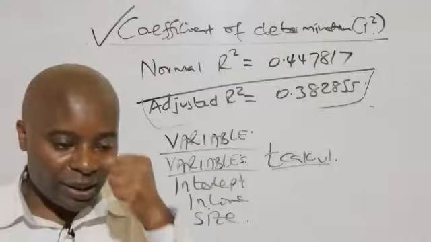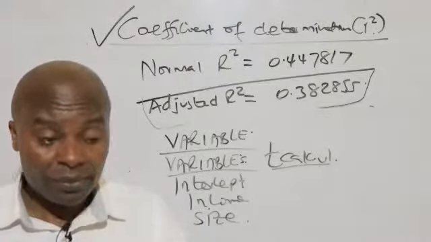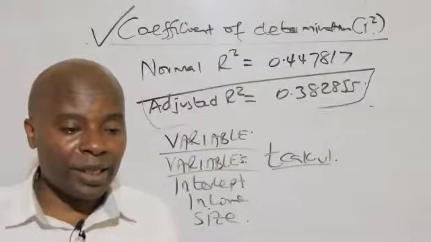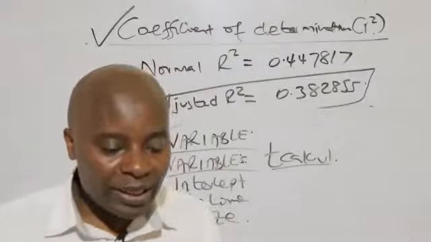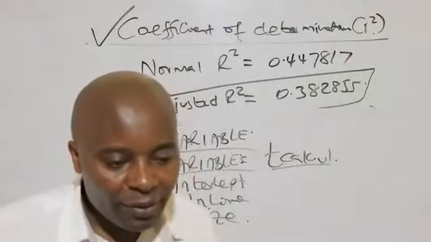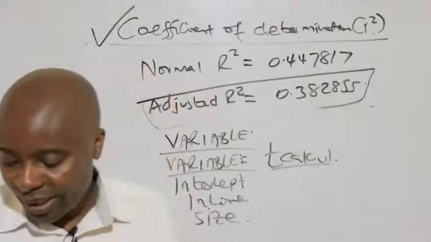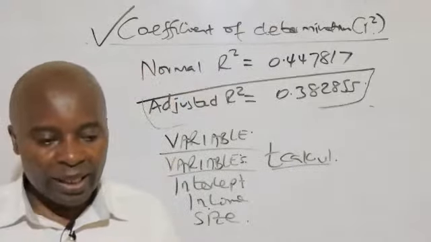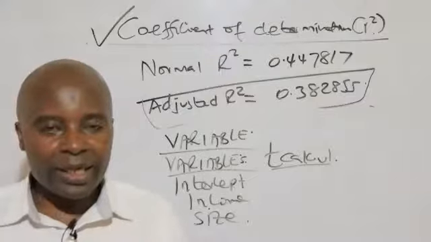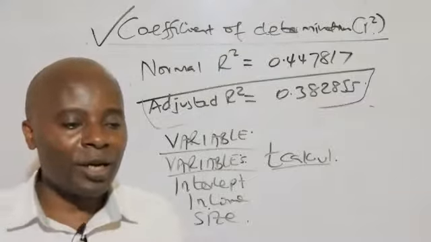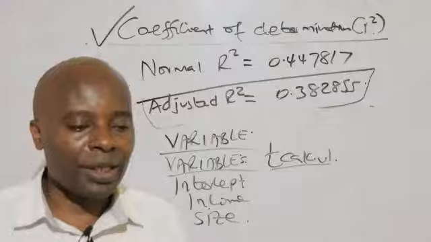The first T calculated. I know it's given. Just calculate. Somebody is giving me... No, nobody has given me anything. Take the coefficient given there, divided by the standard error. Tell me what we have. Somebody here.